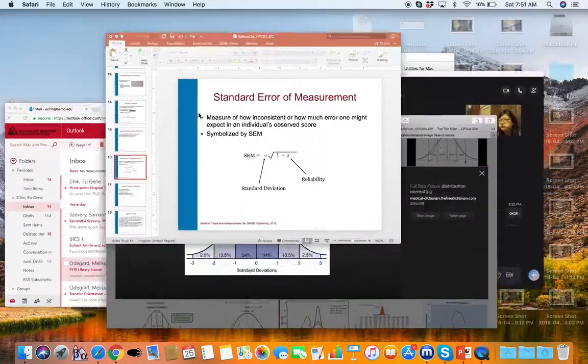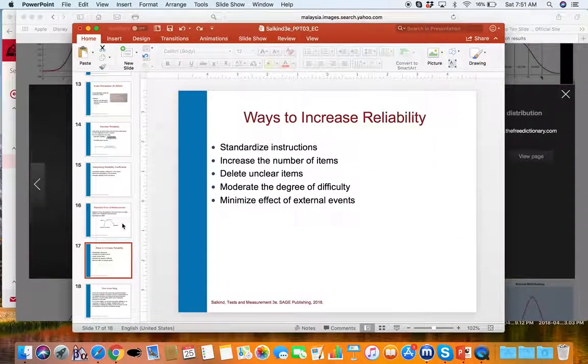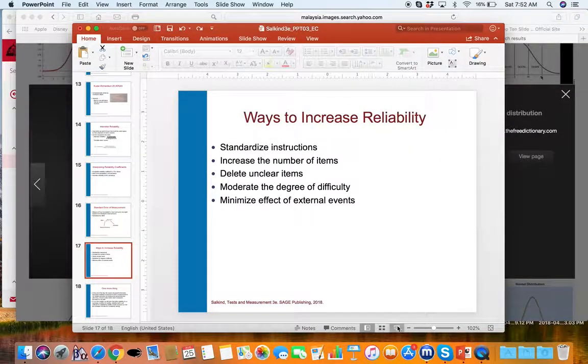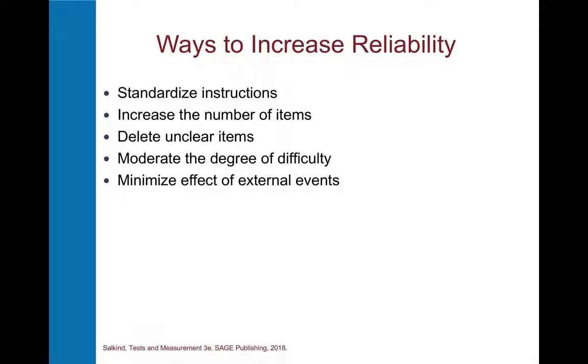So back to the slides. And over here you can see in the equation how reliability is part of the equation for calculating standard error of measurement. 1 minus reliability, get the square root of that, multiply that by the standard deviation, and you get 1 standard error of measurement. And you multiply that accordingly to get 2 and 3 standard errors of measurement.